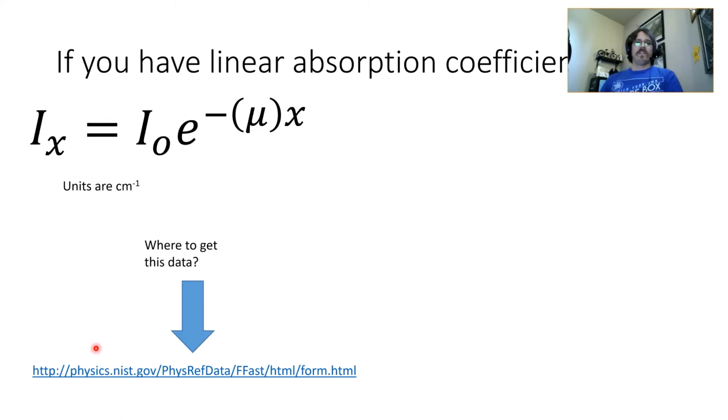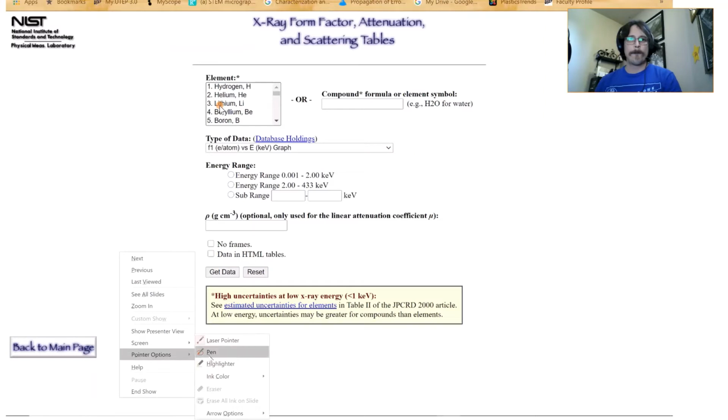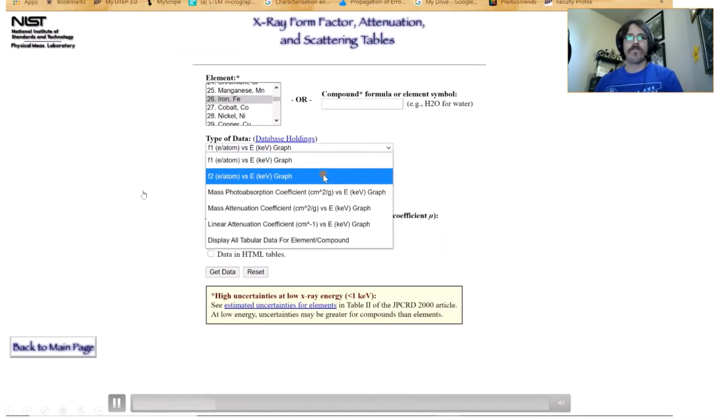NIST, the National Institute of Standards and Technology, has made this great database. And I'm going to show you kind of an example of me using it. There we go. So you can pick whatever material you want. In this case, I'm picking iron. I didn't turn the volume off, but that's okay.